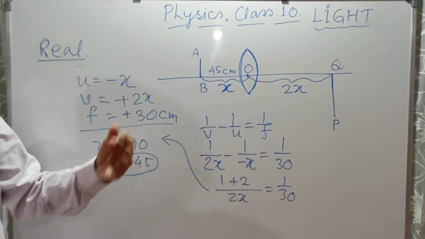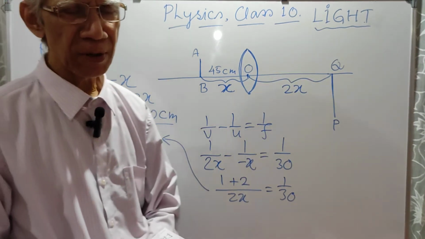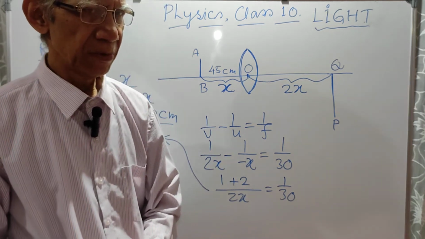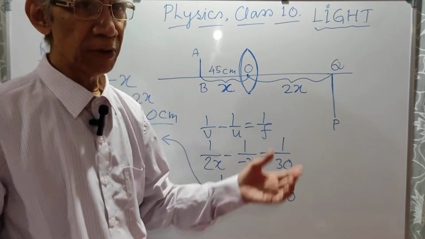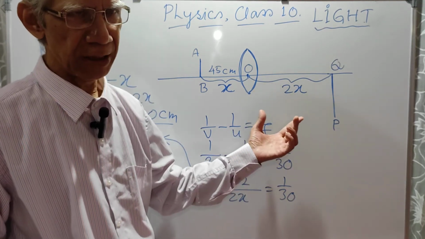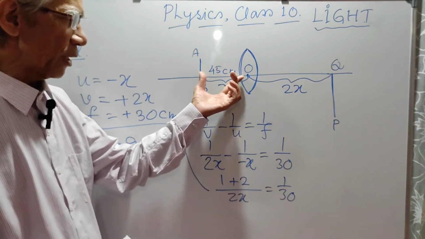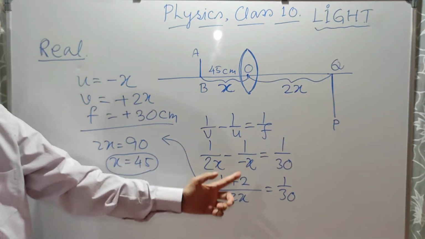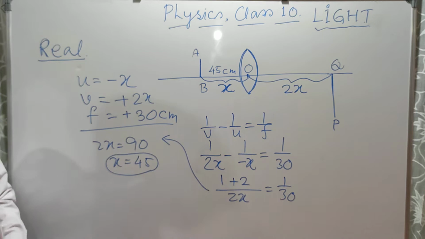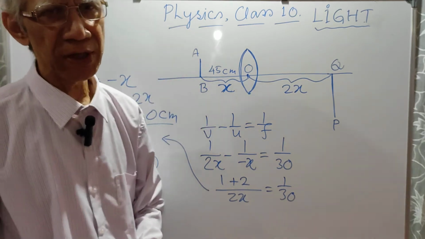So you see, this is how you can handle the problem. Again I say, students make mistakes mainly in where there will be positive and where there will be negative. You followed? So you take the numerical value, then you put the proper sign, use the lens formula, and you get the answer. x equal to 45. So the answer is 45 centimeter.